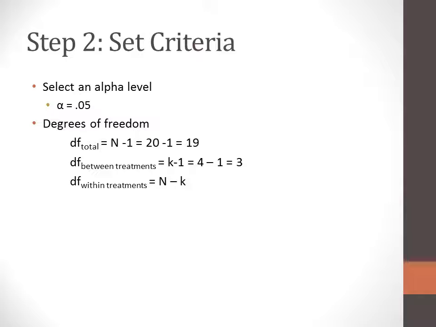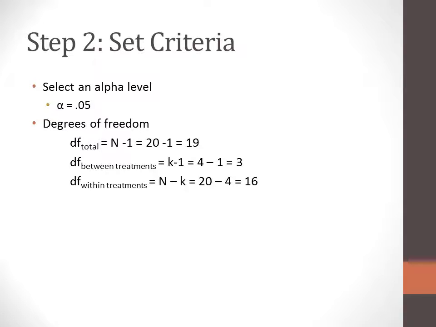Our degrees of freedom within is capital N subtracted by K. So that is the total number of subjects that we have in the experiment, subtracted by the number of treatment conditions that we have. So that would be 20 minus 4, and we get a value of 16.